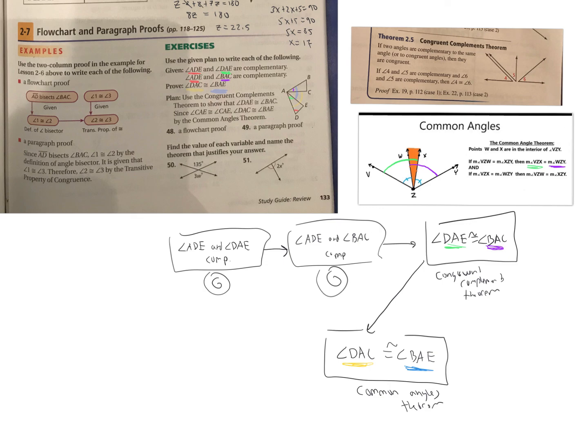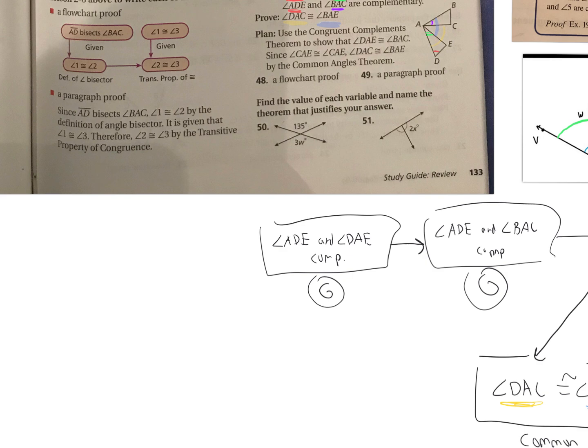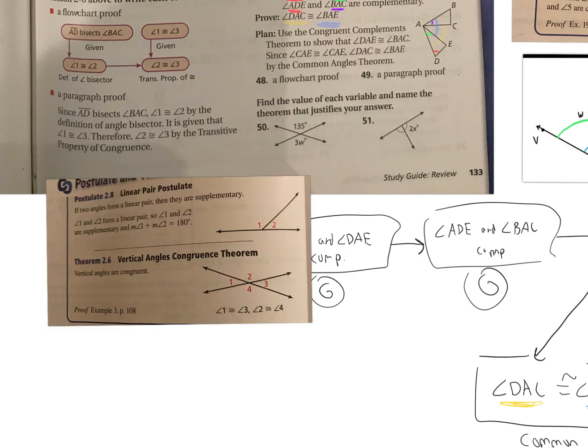Problem number 50. Find the value of each variable and name the theorem that justifies the answer. So I can already tell that this is going to be a vertical angle scenario, which is based on this, and this is going to be a linear pair postulate, which is based on this. So before we even worry about this, let's make sure we're clear on these, okay? So for my student watching, sounds like you should know vertical angles and linear pairs as well.